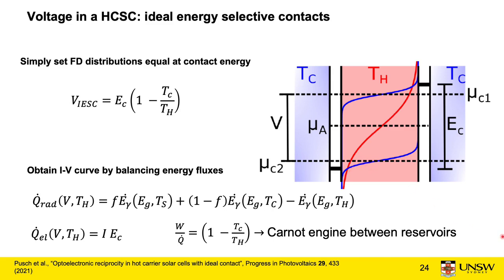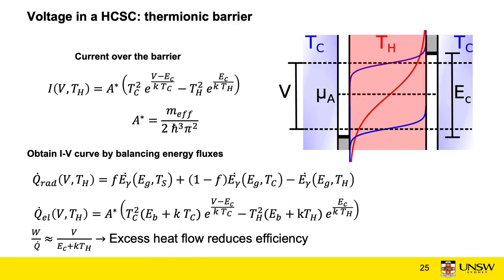We can get the IV curve by balancing the energy fluxes at each voltage. Each electron flowing through the contact has the same energy, and therefore if there's no current flow, there's also no energy flow. So if we look at the ratio of the work to the electronic energy flow, we see that this ideal energy selective contact would enable the device to act as a Carnot engine between the hot carriers in the absorber and the cold carriers in the contact. Obviously, the ideal energy selective contact is a purely theoretical concept.